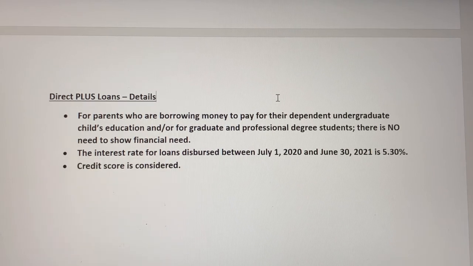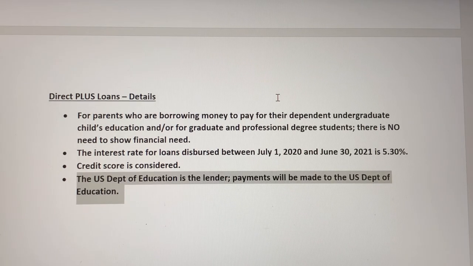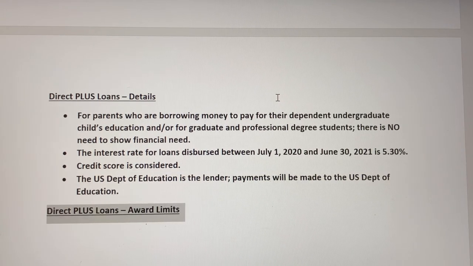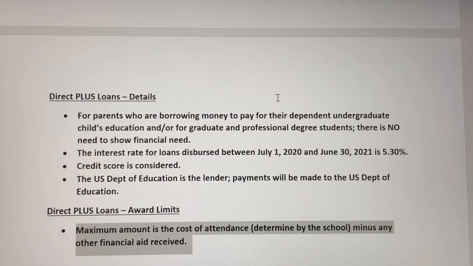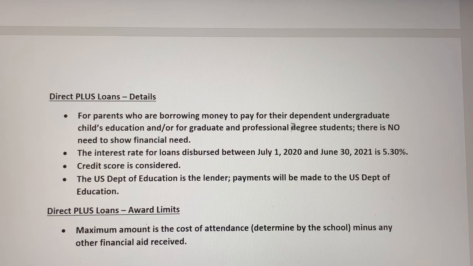Your credit score matters here. In the first 2 types of loan, credit score was not taken into account. Here, your credit score will be considered. The U.S. Department of Education continues to be the lender and who will receive payments once you start making those. The award limit here is up to the maximum cost of attendance, which is determined by the school, minus any other financial aid that you may have received.